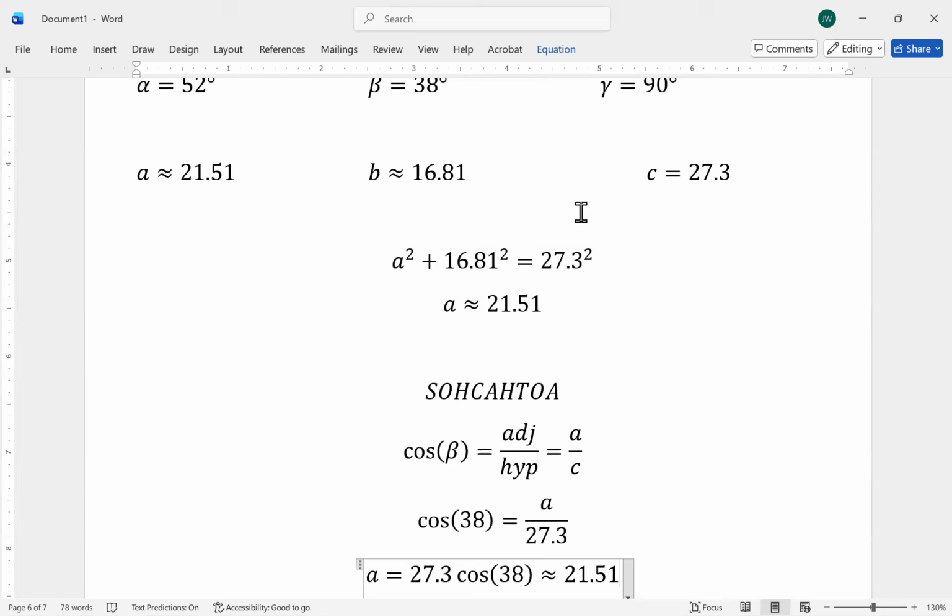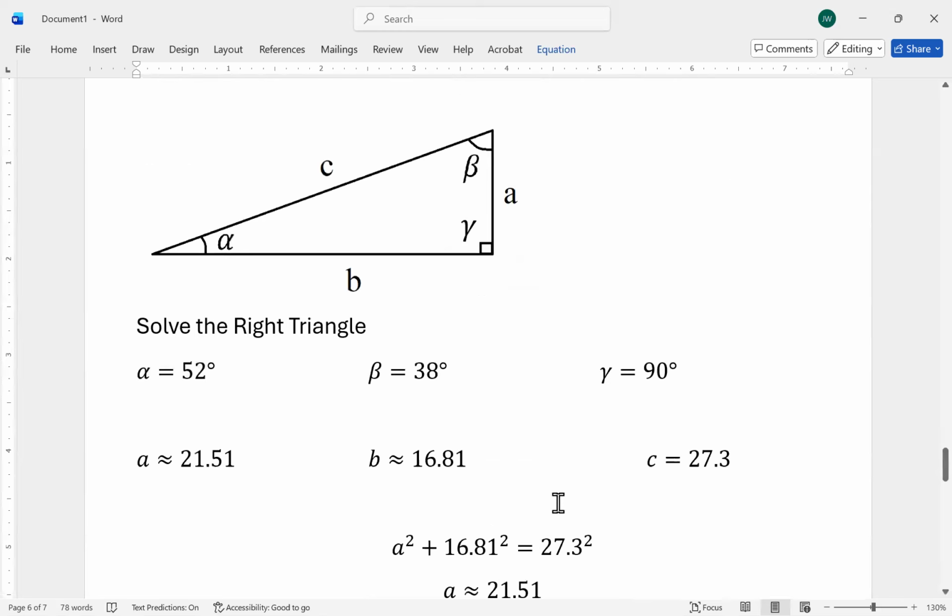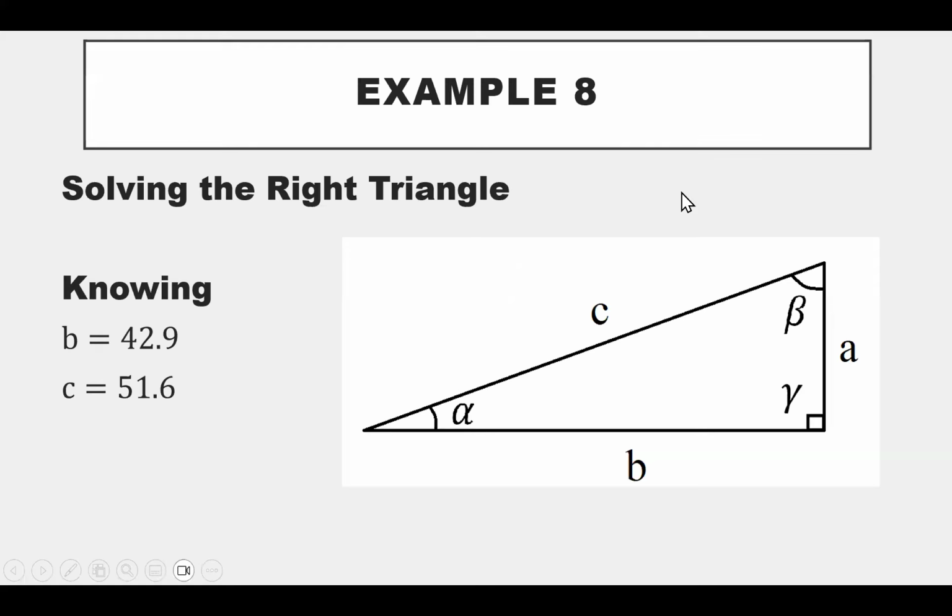In any case, we just saw how to solve this right triangle. For the last example, it asks us to solve a right triangle, knowing that one of the leg lengths is 42.9 and the hypotenuse is 51.6. Go ahead and push pause on the video and try this one on your own as well. In a couple of seconds, I'll show you how it's done.